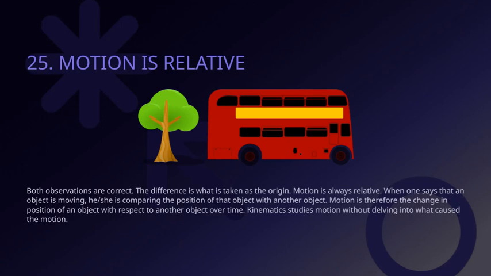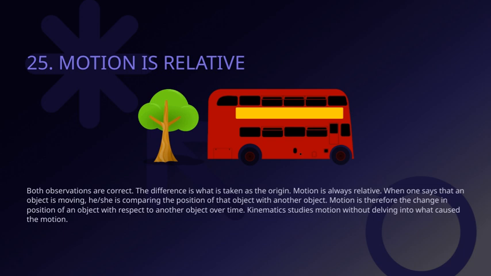Both observations are correct. The key difference lies in what we choose as our reference point. Remember, motion is always relative. When we say that an object is moving, we're really comparing its position to another object or point of reference. So, motion isn't an absolute concept. It depends on what we're comparing it to. For example, a car might seem still relative to the road, but from the perspective of someone inside the car, they're moving relative to the surroundings. This idea that motion depends on the observer's frame of reference is fundamental in physics. That's why we say motion is always relative.